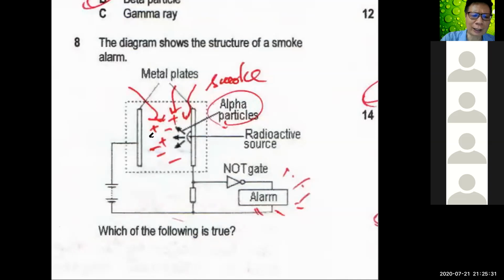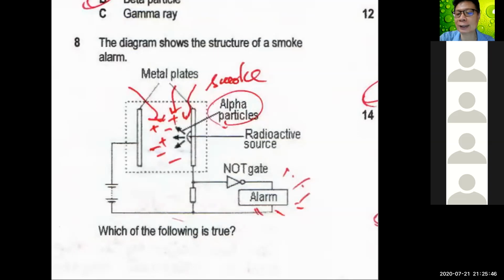Very little positive and negative ions here, so the current stops flowing. No ions here to pass the current, so the current stops. Once the current has stopped, it will trigger the alarm to produce a sound. This is how it works.